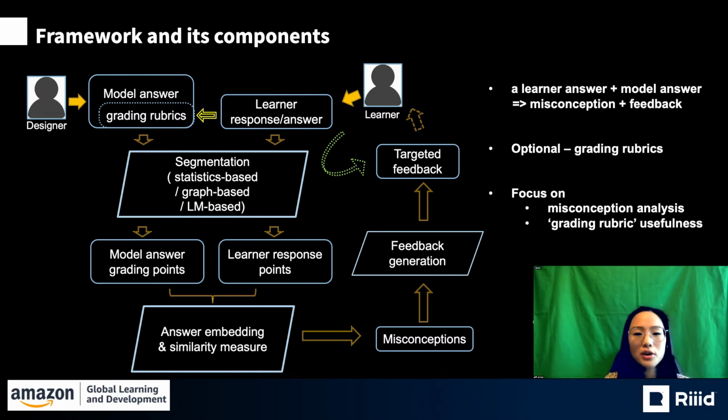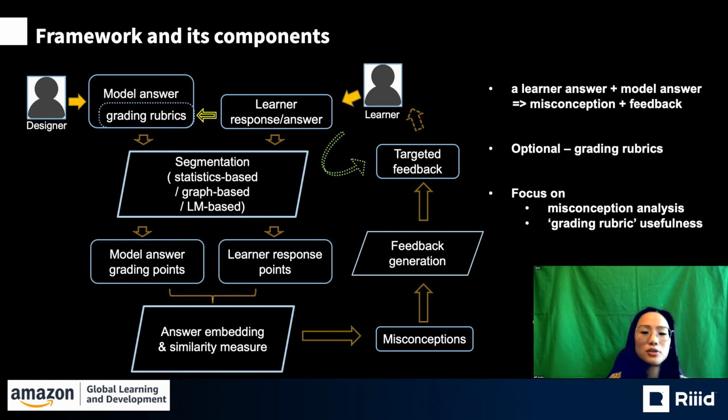Sorry, a couple of notes here. A model answer is designed by the activity designer, and a key point is a grading point, and a point is a concept, a phrase a learner communicates. The misconception is either a missing or an inaccurate key point, which is interchangeable with the knowledge gap. It is about where the learner needs to improve.